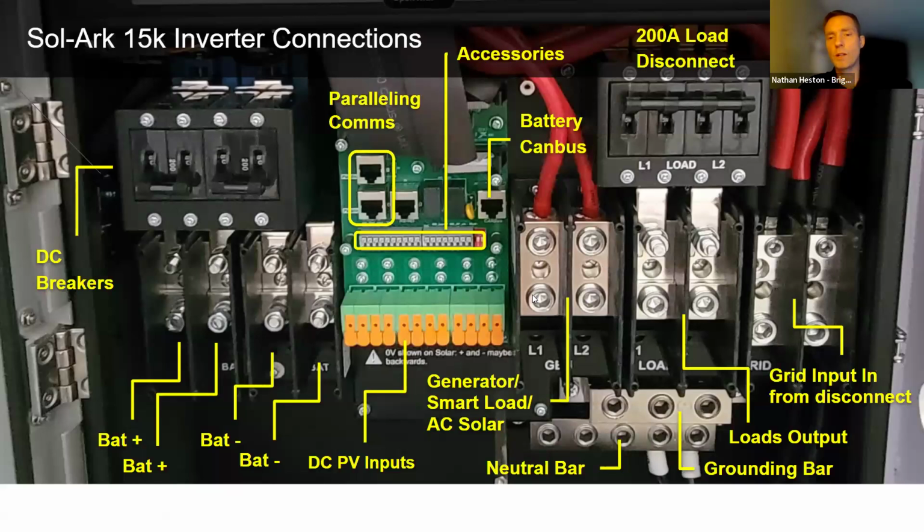And this generator port is protected by a 100 amp fuse. It's 80 amps of continuous power that it's rated for. So that's 19.2 kilowatts. And you could bring a generator in through this AC port. So you've got L1 and L2 there, 240 volt generator. It does need to be 240.